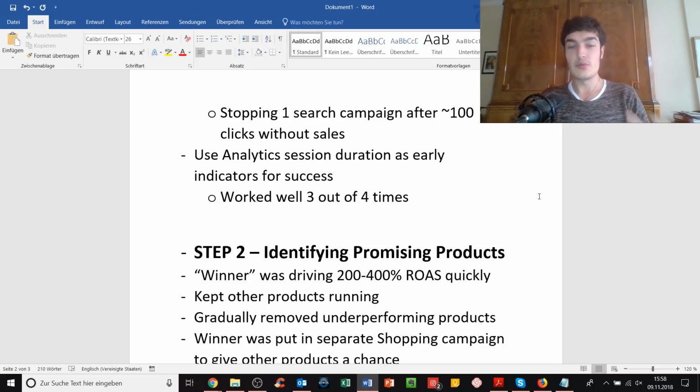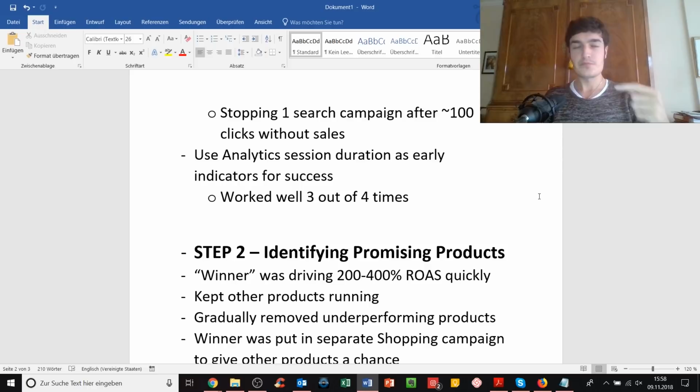Also, the winner was put in a separate shopping campaign to give other products a chance. You have to think about it. If you have all your products in one campaign, one of them is getting all the sales. Of course, Google is delivering it more, so you get a lot of clicks on this single product. The rest you cannot really test because you just get a few clicks. So as soon as I was getting the first few sales on this one performing product, I put it into a separate campaign so that I could test all the rest too.